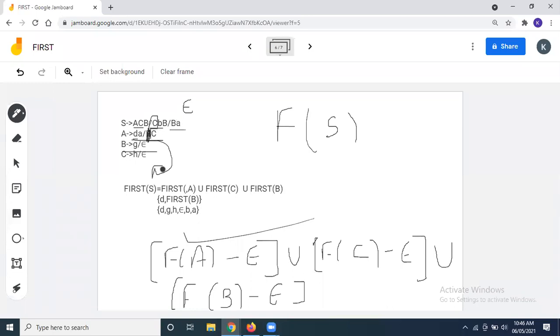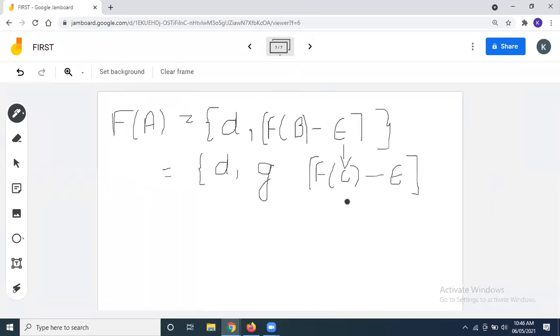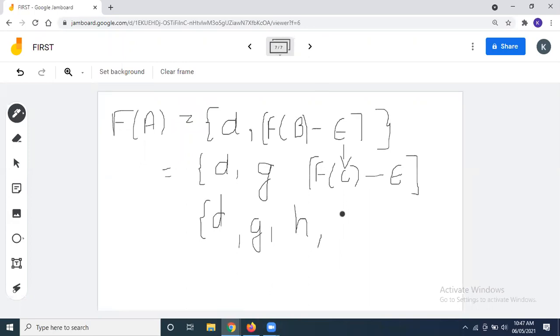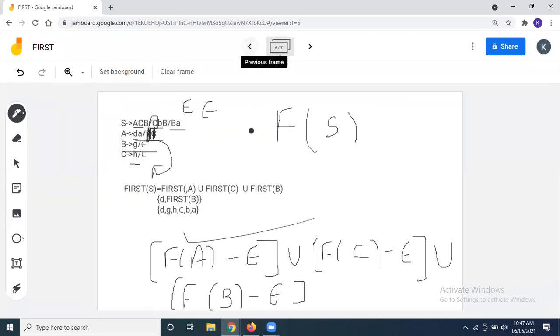When you see the C production, we have a terminal symbol H and again epsilon. So we have to consider here DG, and H, but again you should not consider epsilon. Wherever there is C here, I have to replace it with epsilon. When I replace it with epsilon, epsilon is only left out because nothing is present there, so we write epsilon. Is it clear? Now we are done with first of A.